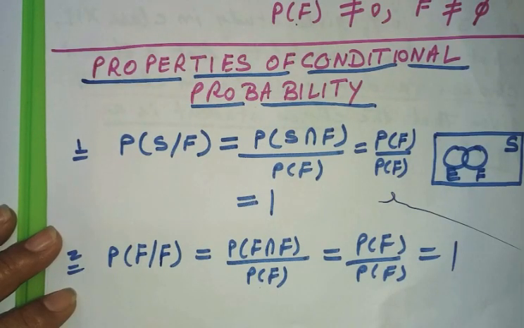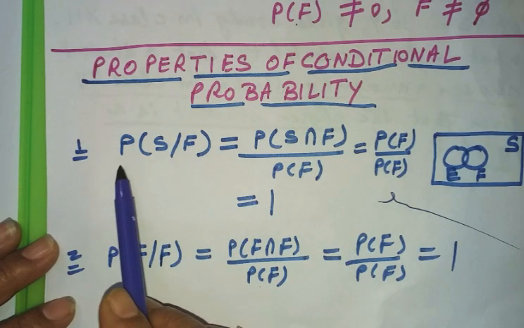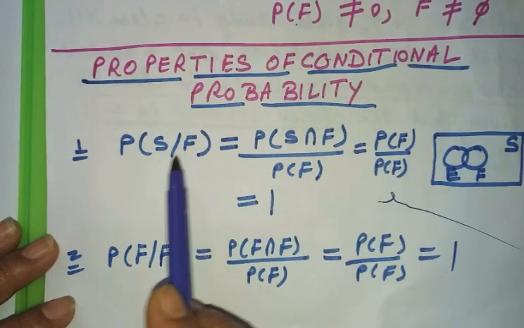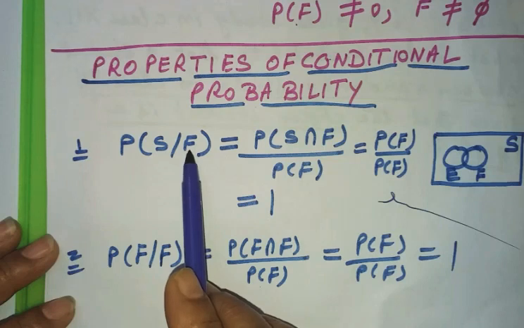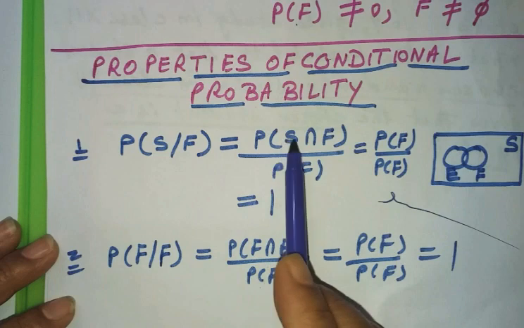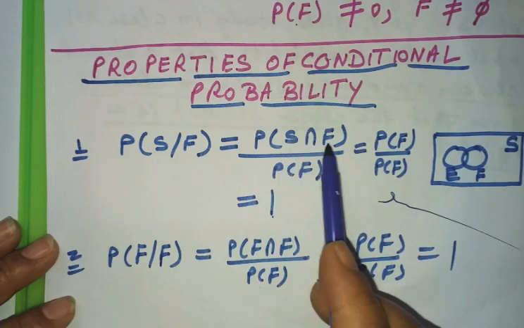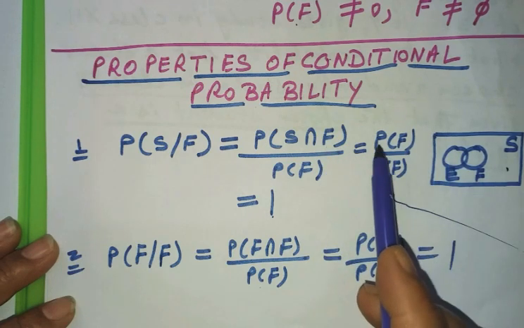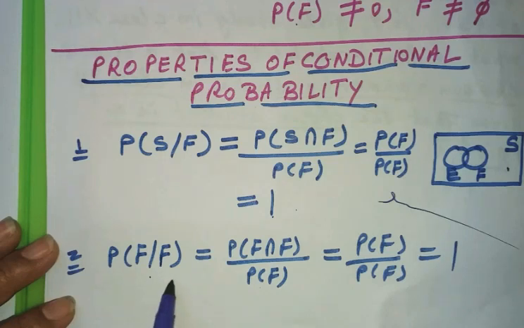Let us have a quick recap of the properties of conditional probability. Probability of S/F, where S is the sample space and F is any subset of the sample space, any event. So P(S/F) comes out to be 1. S intersection F is definitely going to be F only. So P(F)/P(F) is 1. Probability of F/F, the probability of F intersection F by probability of F, is again going to be 1.